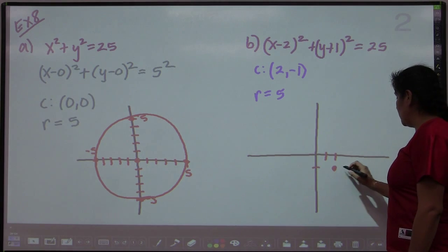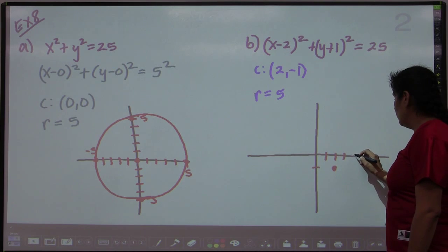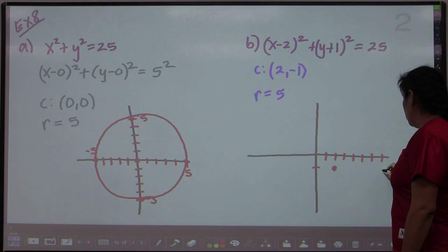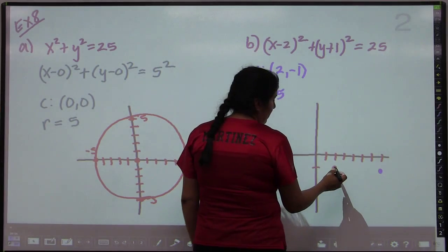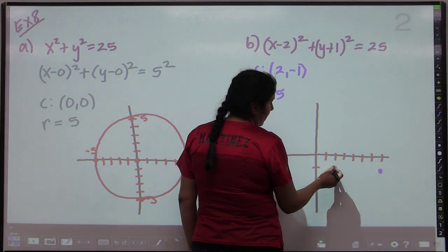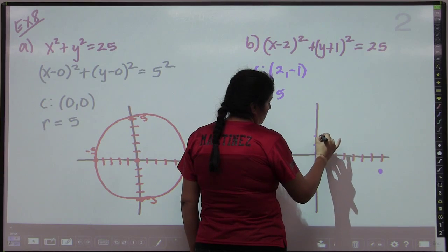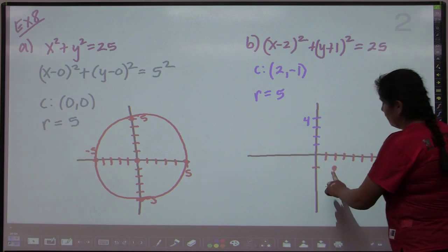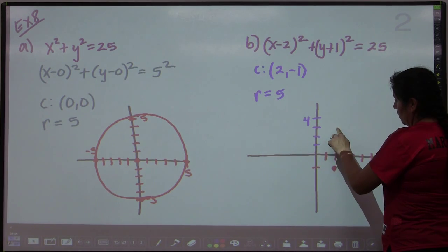So if I go 5 units this direction, I'm going to be at 7, correct? This is already 2, 3, 4, 5, 6, 7. So there's going to be a point there. And then over here, I'm going to go, from here, I'm going to go up. I'm already at -1 here. So I'm going to go all the way up to 4. Okay, so that way if I'm starting from here and I go north 5 units, 1, 2, 3, 4, 5.